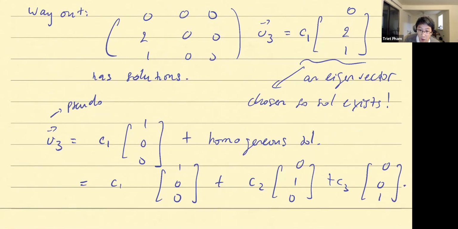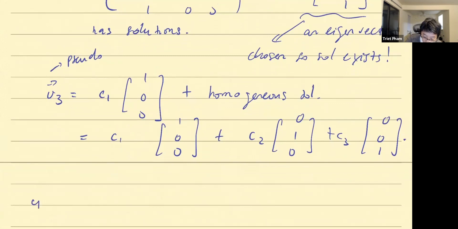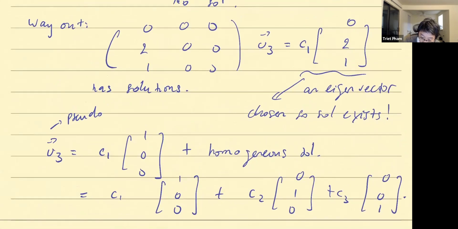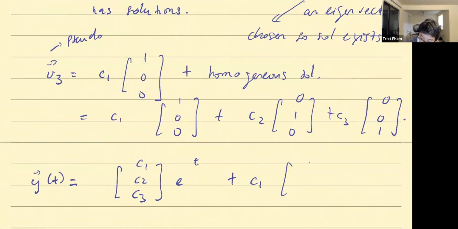So what is my ODE solution? My ODE solution will be the pseudo eigenvector, which, by the way, don't be surprised, is C1, C2, C3 times t e to the t. And then my real eigenvector, C1 times 0, 2, 1, e to 2t. Sorry, t e to t.